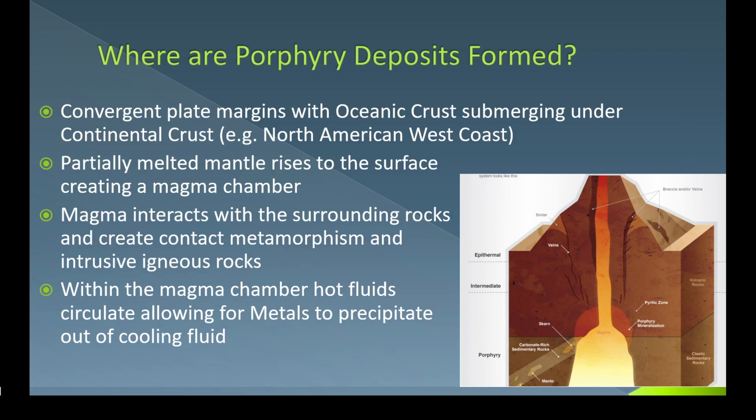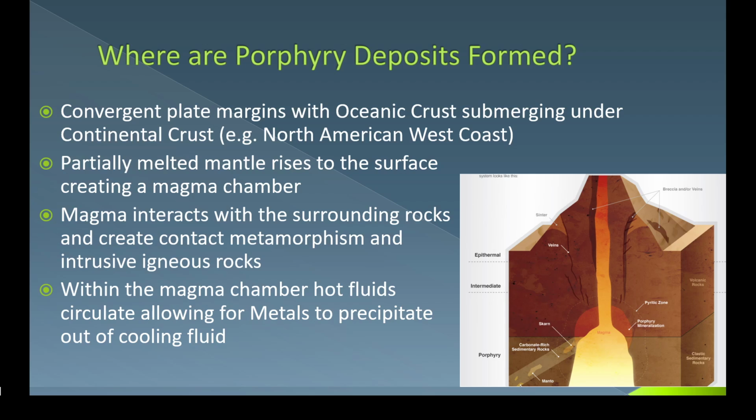So, where are these porphyry deposits formed? As mentioned, they occur at convergent plate margins where oceanic crust is submerged under continental crust. The example I gave was the North American West Coast. So what happens in these convergent plate boundaries? The plate that is being subducted is melted and then allows for this magma to rise to the surface in what is called a magma chamber.